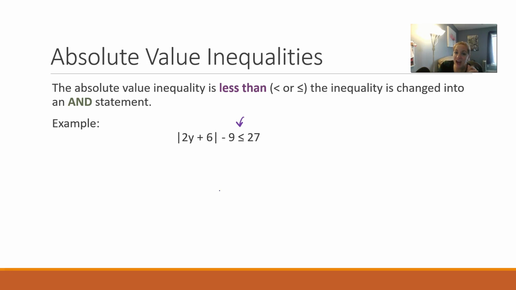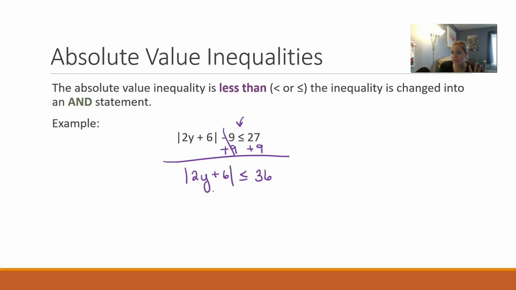But before we can do that, we need to make sure our absolute values are by themselves on the left-hand side. We have this -9 that's kind of in our way. Just move it to the other side. It doesn't belong on the left of the inequality. It belongs on the right with the other constant. So add those together. So 36.